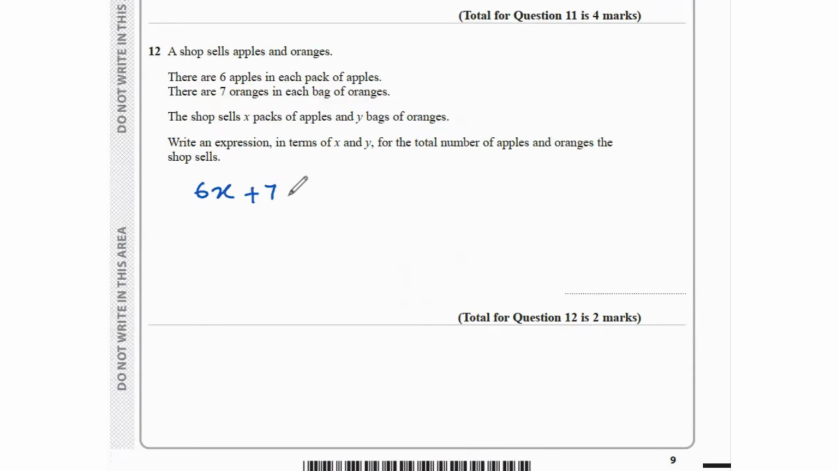6x plus 7y. Because there's 6 apples in each bag, so x bags will have 6x. 7 oranges in one bag, so y bags will have 7 times y. So 6x plus 7y is the total number of apples and oranges the shop is selling.